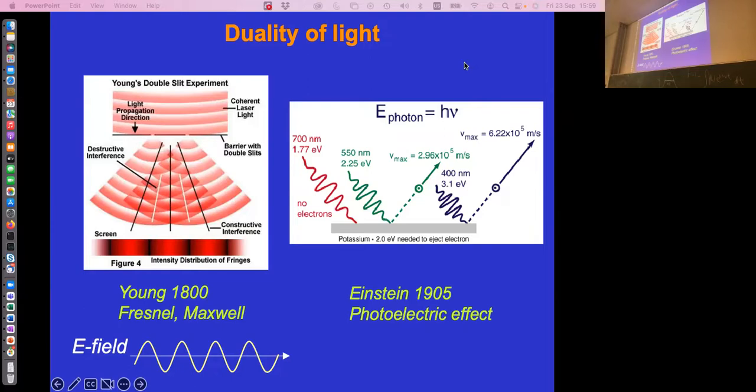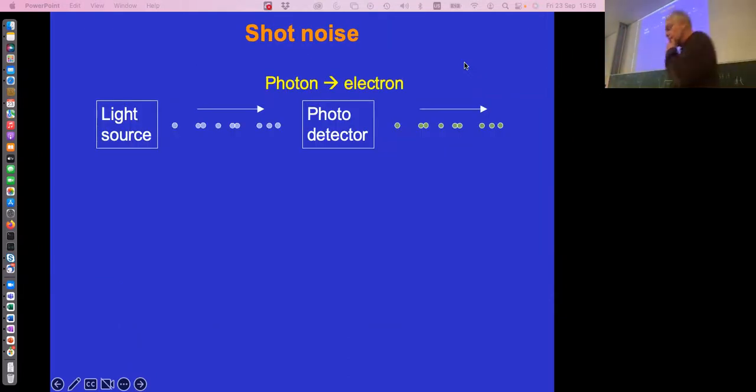And also, not less surprising, I think, is the particle picture of electrons. So what does this mean? It means I have a light source. Out of that light source comes a stream of particles, which hits my photodetector, which generates a stream of electrons.